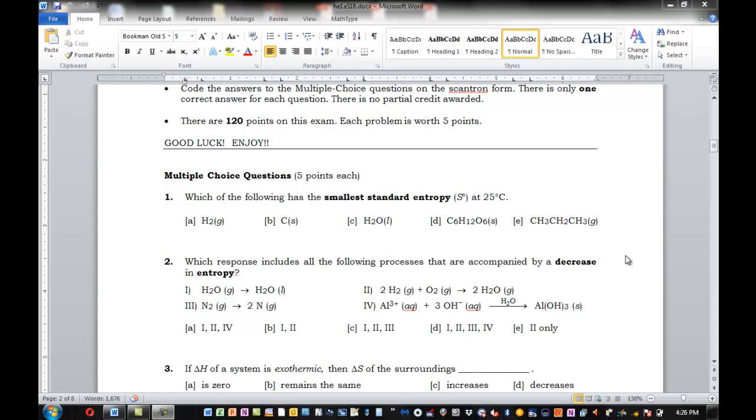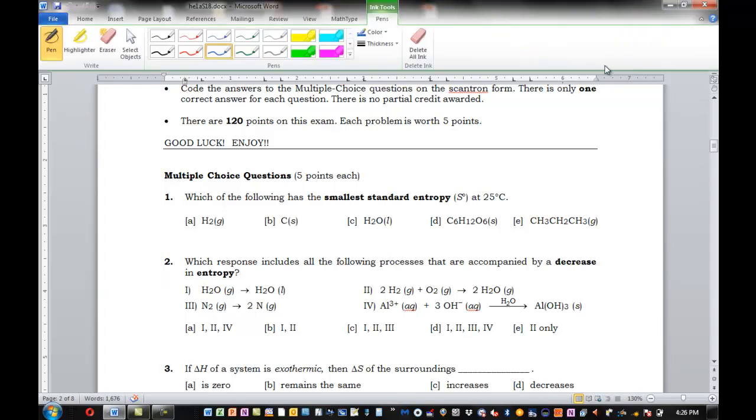Which of the following has the smallest standard entropy? All right, so make sure you know in general that entropy increases in the order from solid to liquid to gas. All right, so that's an increase in entropy this way.